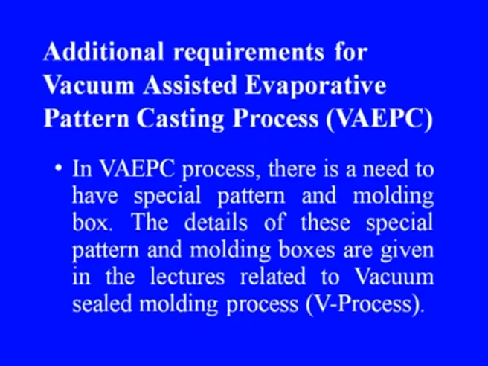Then what are the additional requirements for the vacuum assisted evaporative pattern casting process? In the vacuum assisted evaporative pattern casting process, there is a need to have a special pattern and molding box. The details of this special pattern and molding boxes are given in the lectures related to the vacuum sealed molding process. Similarly, as in the V process, there is a need to have an arrangement for a vacuum generating system to apply vacuum in the pattern and molding boxes. The vacuum assisted evaporative pattern casting process also uses such an arrangement.